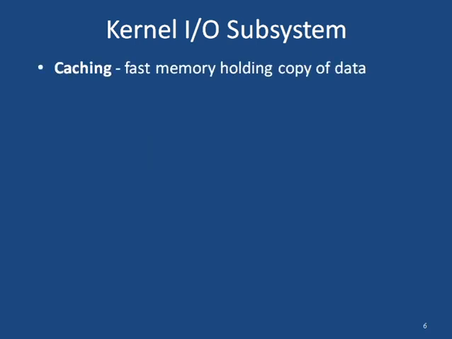Next service is caching. Caching is also a part of memory. In this we store the frequently used data and controls, so that it increases the performance of the kernel IO subsystem.